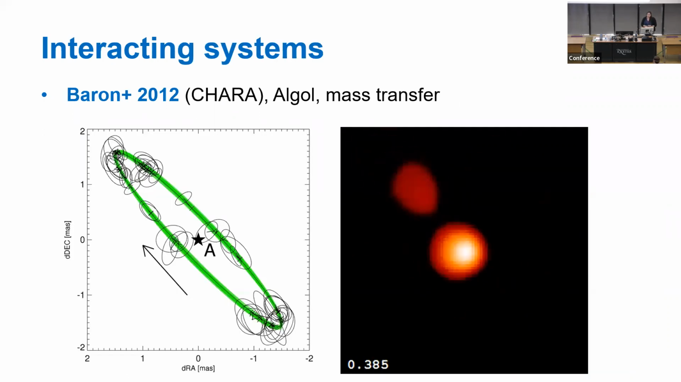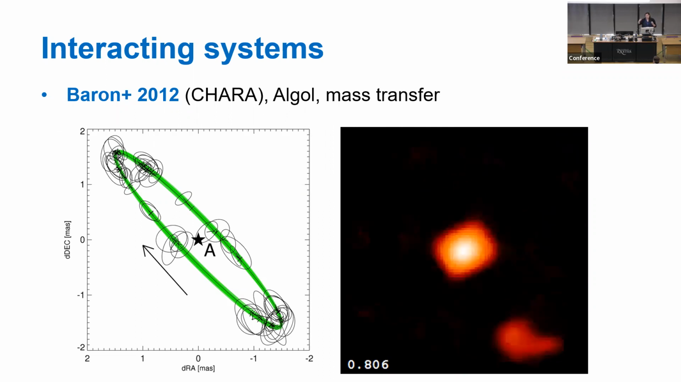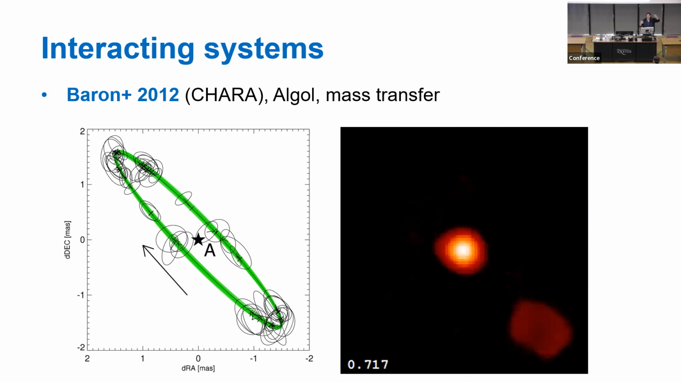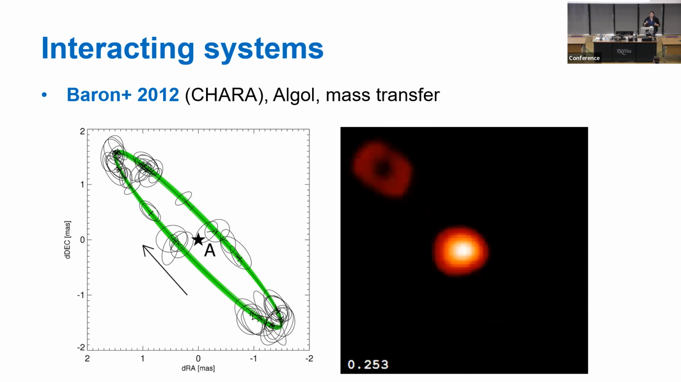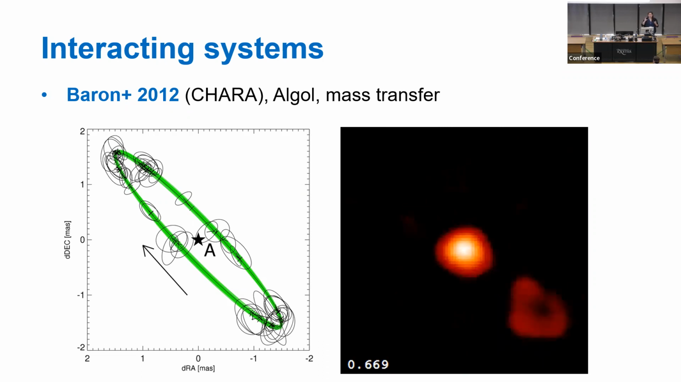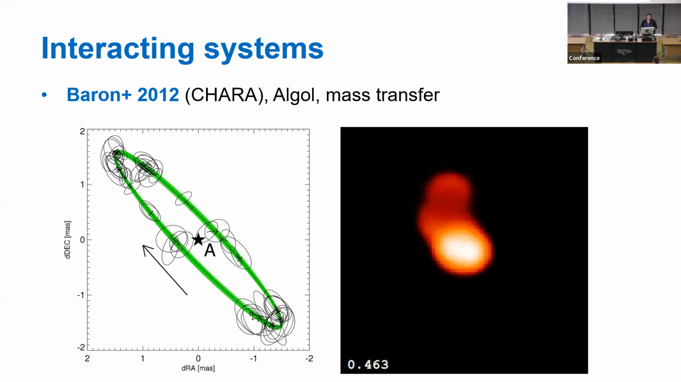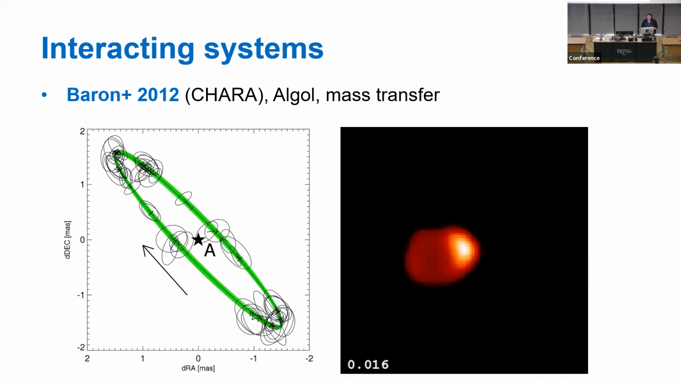So this is an example of an interacting system. Again, visual orbit is on the left, and then a little movie of the reconstructed images is on the right. And this always confuses me because it looks like it's going backwards, but it is going up to the left as it goes around. You can see, especially when it's in the corners of the orbit, the companion does have a reverse lobe shape. It is a little bit distorted. So you can see the evidence for mass transfer or past mass transfer within this system.